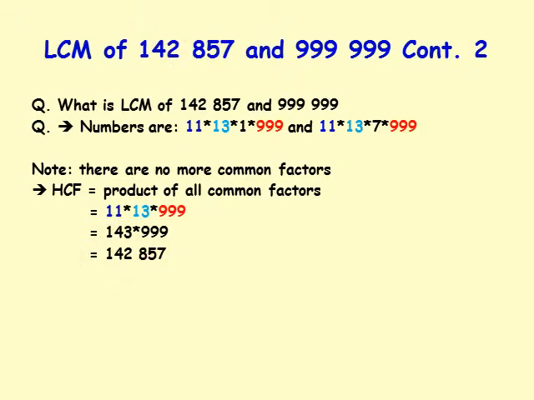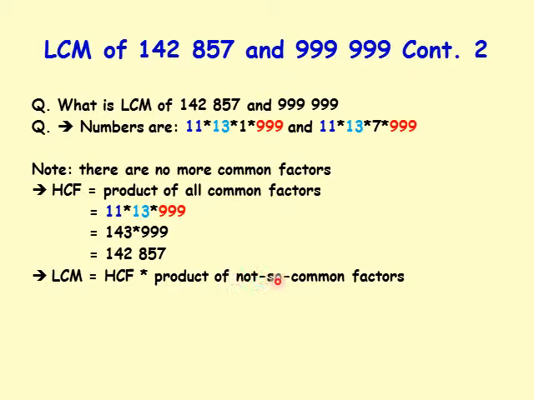Okay, and then the LCM is the HCF times the product of the not-so-common factors. The not-so-common factor is this number 7, which is not in the first one. Multiplying by 1 does not make a difference to the result. So the LCM is 142,857 times 7. You can multiply them together, and that's 999,999, the second number here. So the HCF is the first number in this example, and the LCM is the second number.